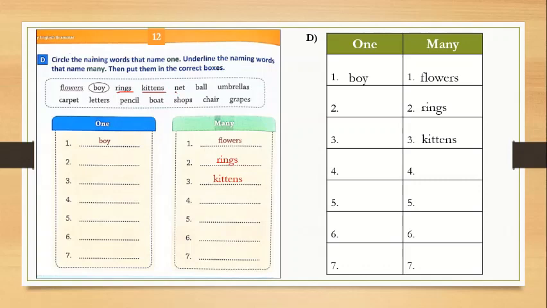Now let's go to the next word. The next word is net. Now tell me, net is a naming word for one or many? It is a naming word for one. So what will we do? We will underline it or will we circle it? Yes, we will circle the naming word for one and we will put it below one.